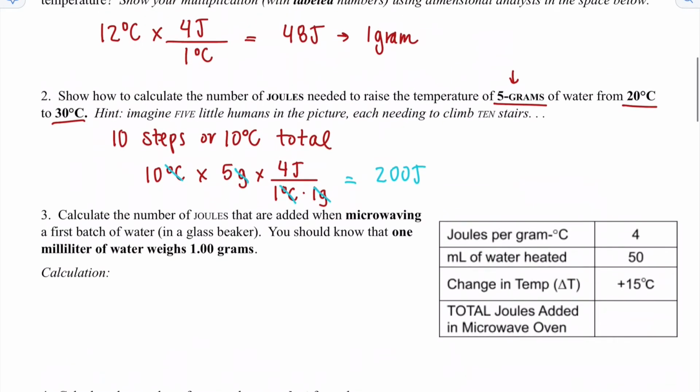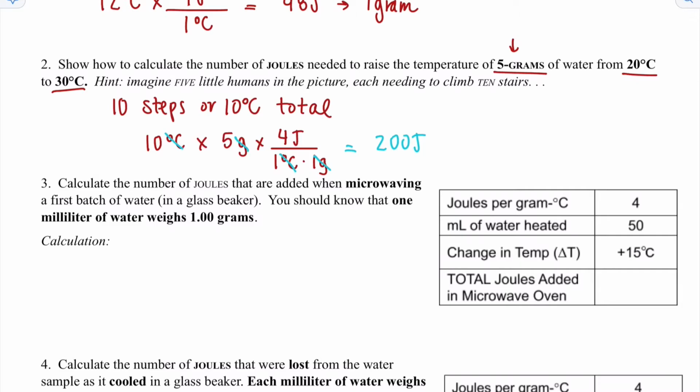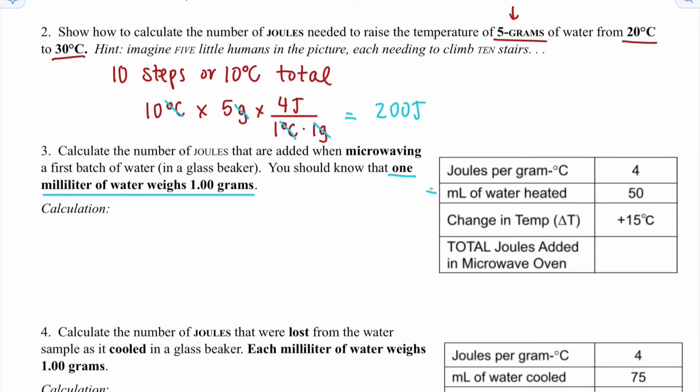Let's do number 3 together, and then you can do the rest on your own. So we're microwaving a batch of water. 1 milliliter is equal to 1 gram of water. So my milliliters of water is 50. So my 50 milliliters is equal to 50 grams. And the change in temperature is 15 degrees Celsius. And my final unit, which in reality is known as specific heat, and this is specific to water, 4 joules per 1 degree Celsius, 1 gram. And if you do your math, 50 times 15 times 4, you'll get 3,000 joules. Put that over here.